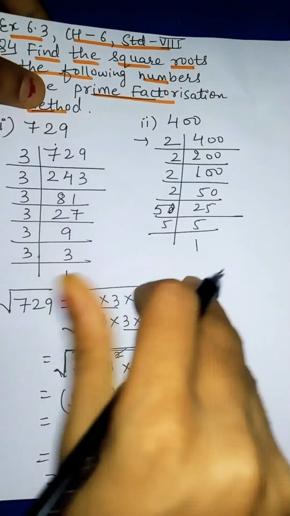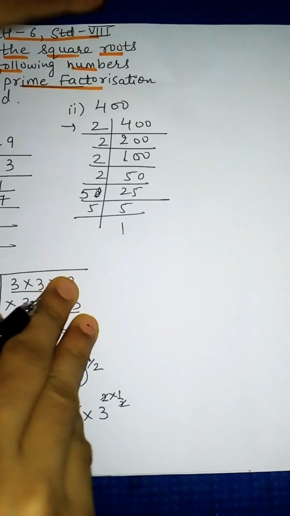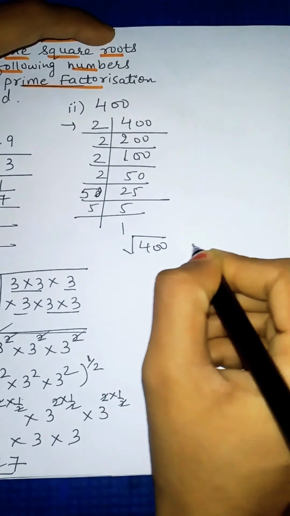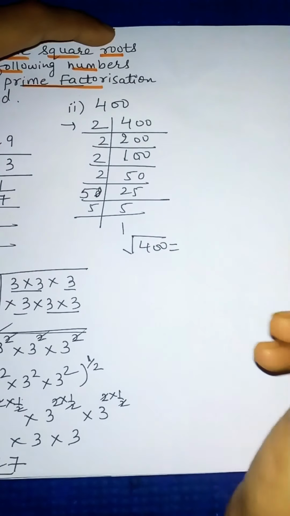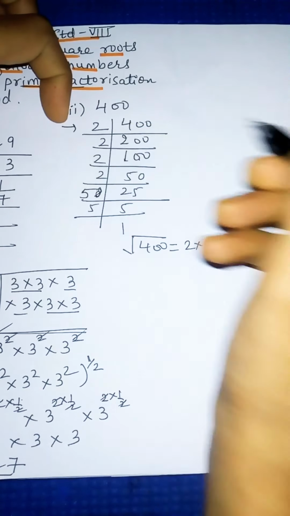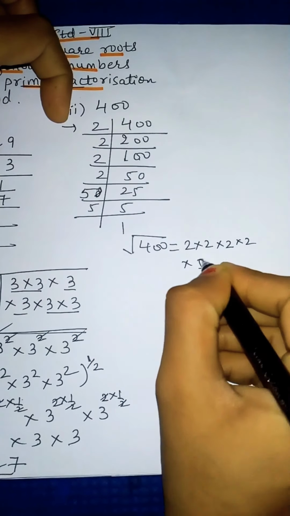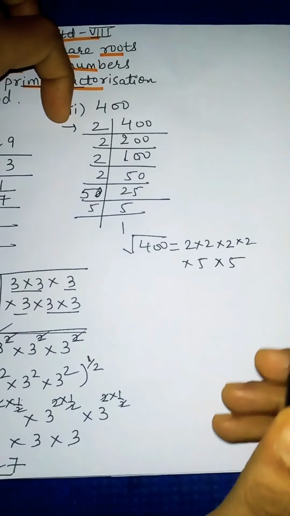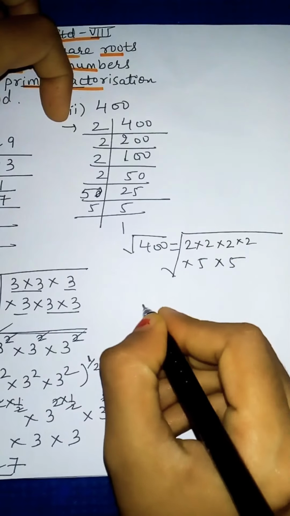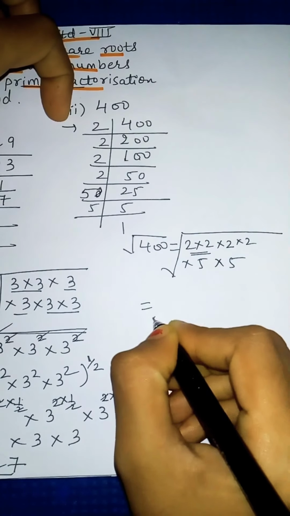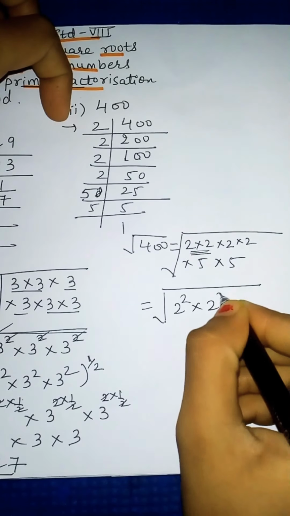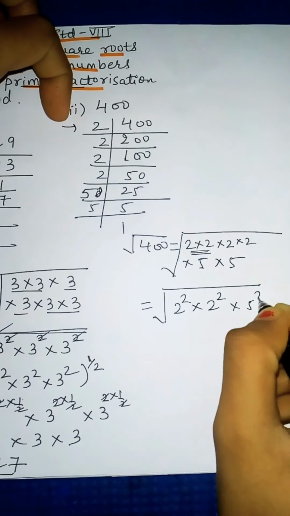Now we will find the square root of 400. So the square root of 400 will be equal to, we will write all these factors. So 2 into 2 into 2, 1 2 3 4 times, and into 5 into 5. All these factors that we are writing should be written under the root. Now we will make 2 2 pairing. This 2 times, this 2 times, and this 5 2 times.